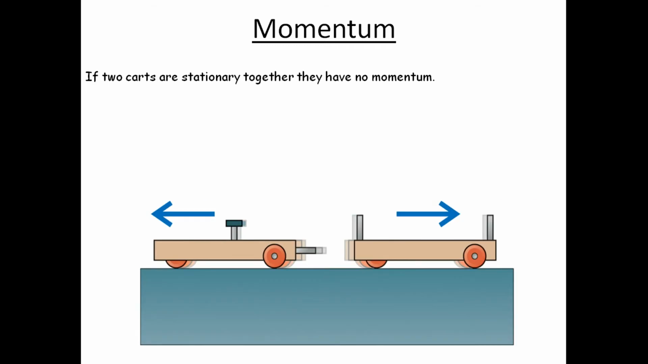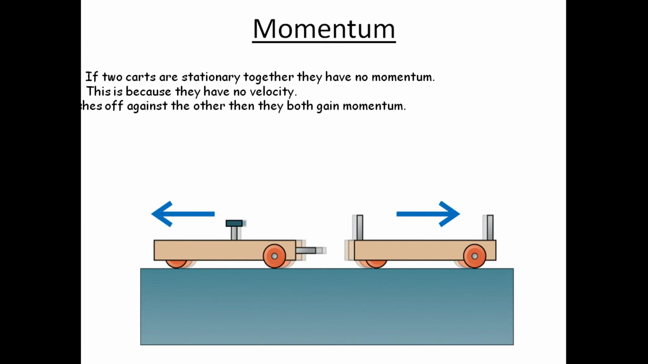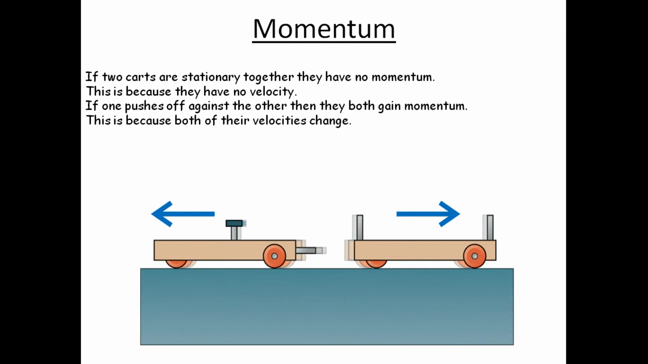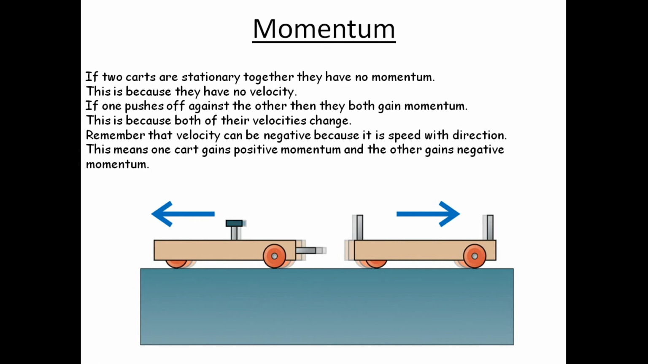If two carts are stationary together, they have no momentum. This is because they have no velocity. If one pushes off against the other, then they both gain momentum as they both move away. They both have velocity, so they both have momentum. Remember that velocity can be negative because it is speed with direction. This means one cart gains positive momentum and the other gains negative momentum. The positive and negative momentum add up to the sum of 0.